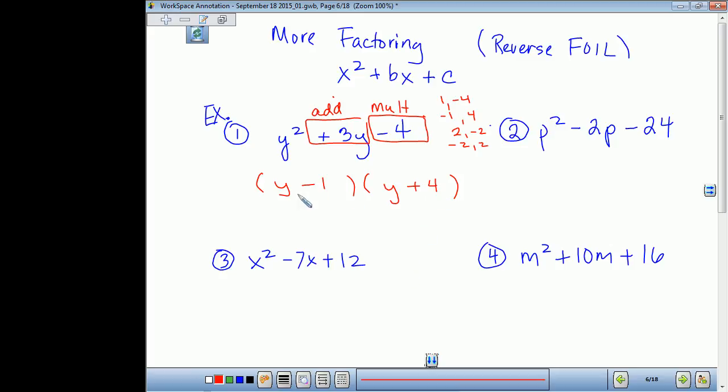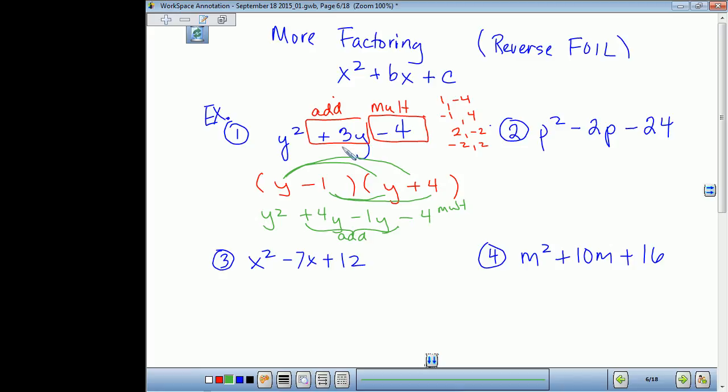Because y times y is y squared. y times 4 is positive 4y. Negative 1 times y is negative 1y. And negative 1 times 4 is negative 4. What happens when I add these two? 3. Yeah. So do you see why I said, what do we multiply to get this, that we add to get that? What do we multiply to get negative 4 that we add to get positive 3?